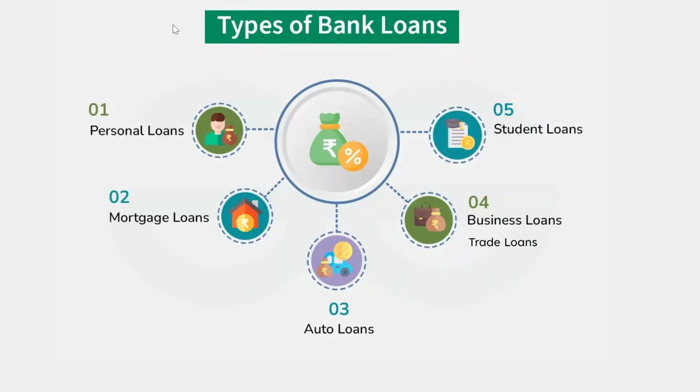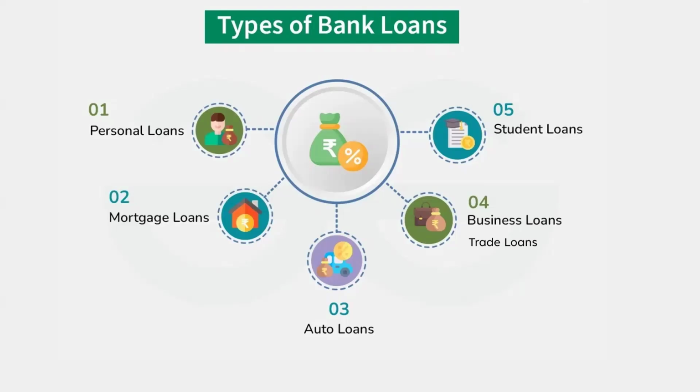And then next, mortgage loans. This is also primarily for individual customers, plus commercial loans might also be there for building a complex or building a factory kind of thing. So a mortgage loan is something where there is some security. The building or the asset is pledged against the loan, and the bank gives the loan for that. And this is mainly for the longer term.